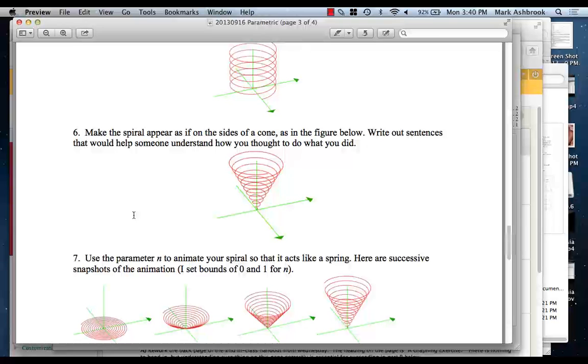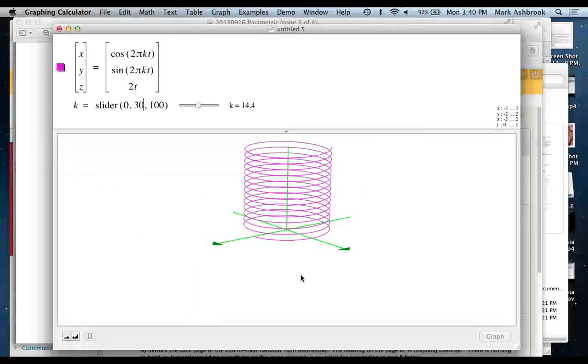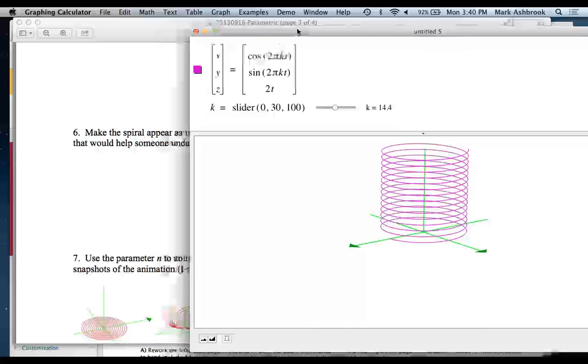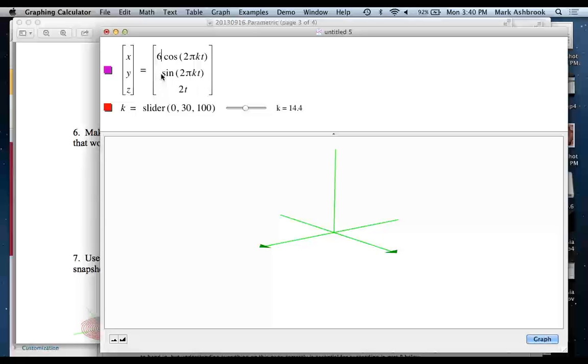Somebody new. Victoria, did you have success on this? To make the cone number 6? You did? What did you do? I put a 6 in front of the cosine and the sine. Like this? Yeah. And why? Why does that work? Make a cone.